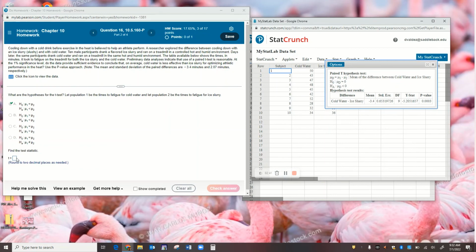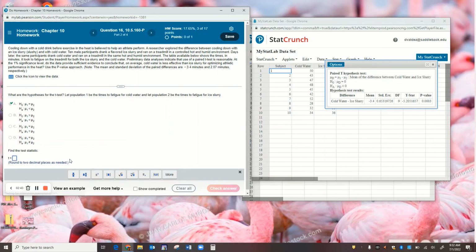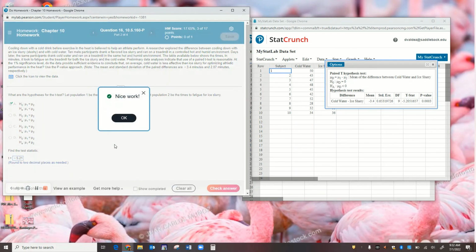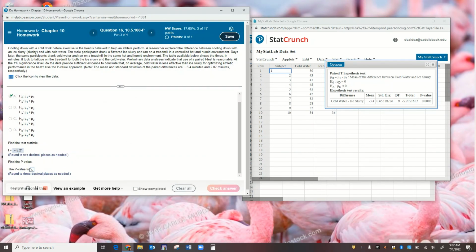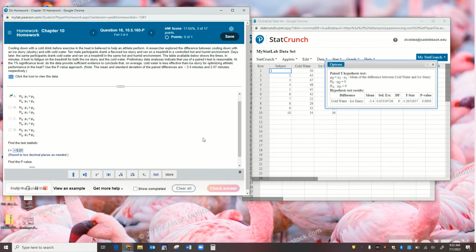So the test statistic, which we're rounding to 2 decimal places, that's the t-stat. That's going to be negative 5.21. Nice. And then anything else? Find the p-value, 0.0003. But if I only round to 3 decimal places, then it's 0.000.